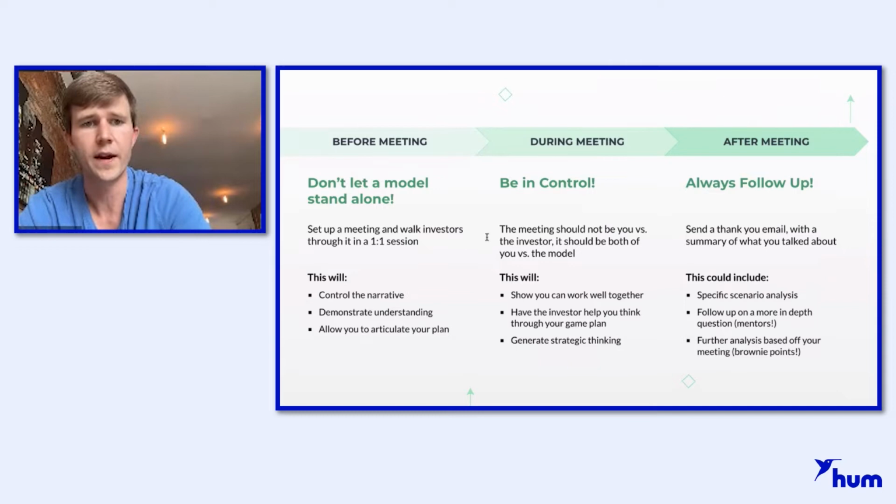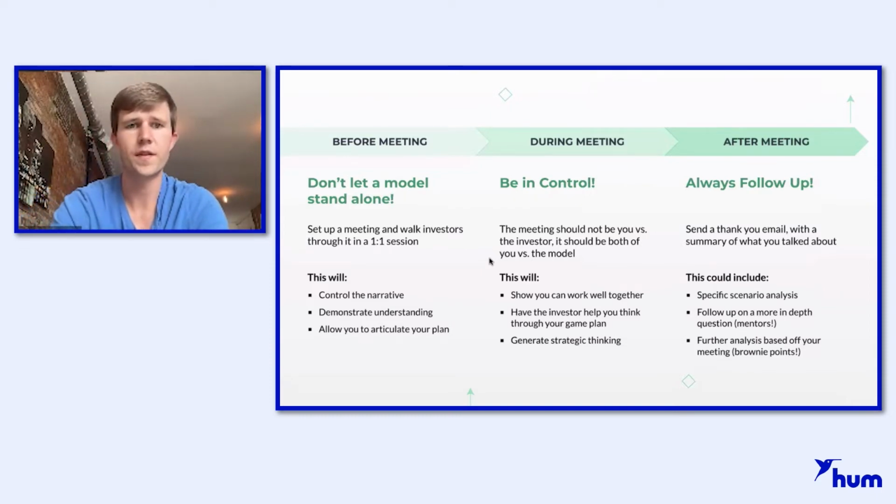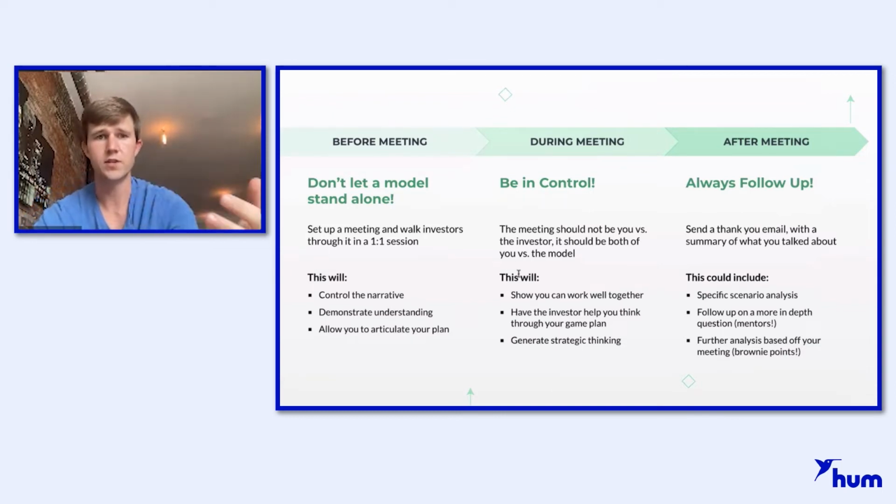And when you're doing that during the meeting, you need to be in control. And this is important because people go into these meetings ready for battle. They think they need to defend their model against the big bad investor that wants to tear it to shreds. Don't let this happen. This is a working session where you and the investor are going to be working together. You're going to be using the tool. The model is a tool to analyze what you think is realistic for your business. So you're going to present what you think is realistic, and then you're going to have a discussion about that.